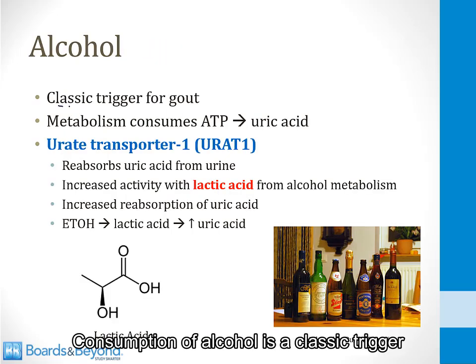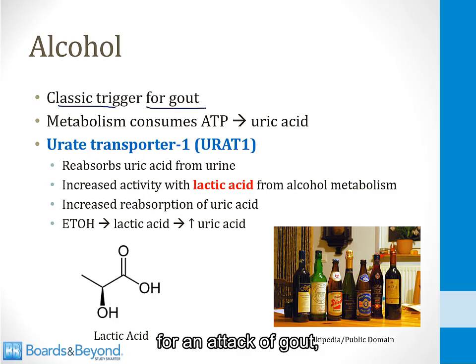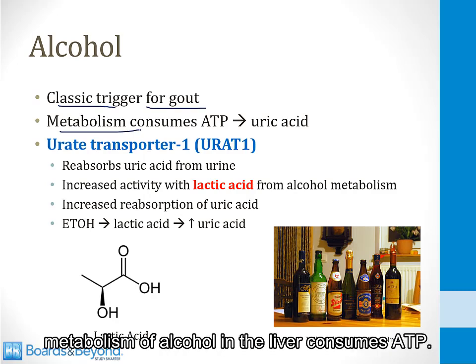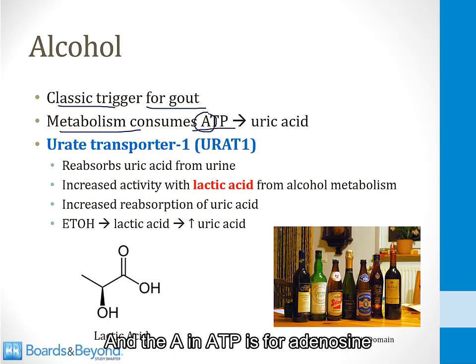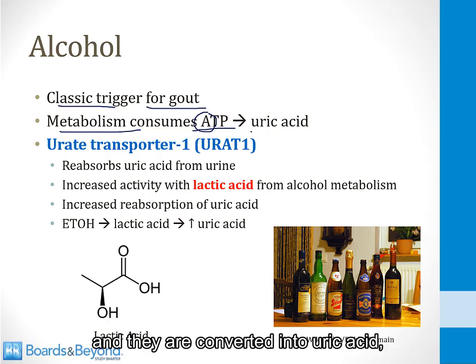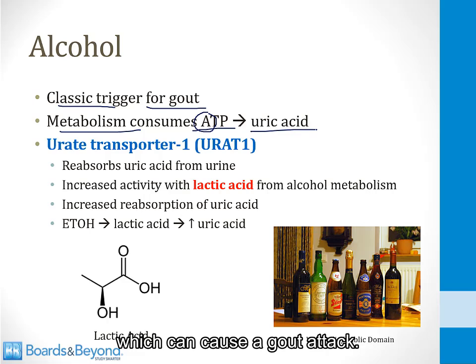Consumption of alcohol is a classic trigger for an attack of gout, and there are a couple of reasons for this. First of all, metabolism of alcohol in the liver consumes ATP, and the A in ATP is for adenosine, which is a purine nucleotide, and so when ATP is metabolized, this generates purine nucleotides like adenosine, and they are converted into uric acid, which can cause a gout attack.